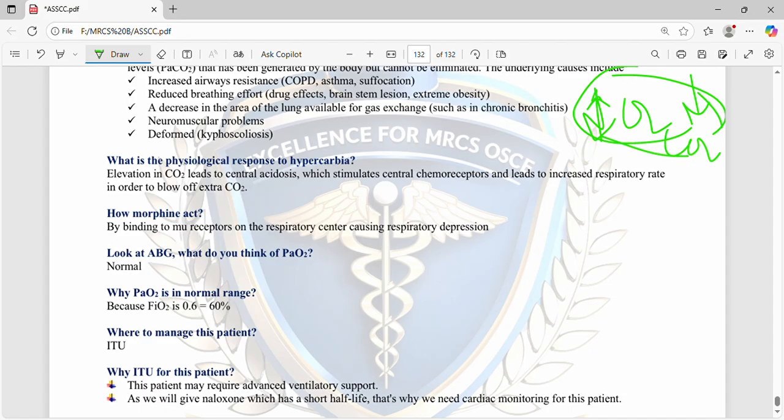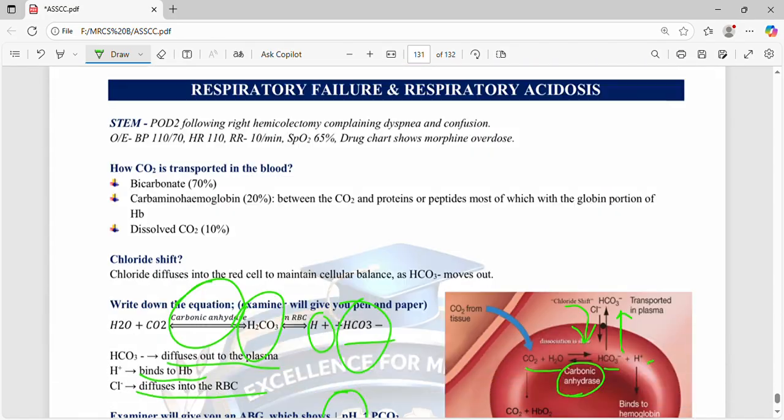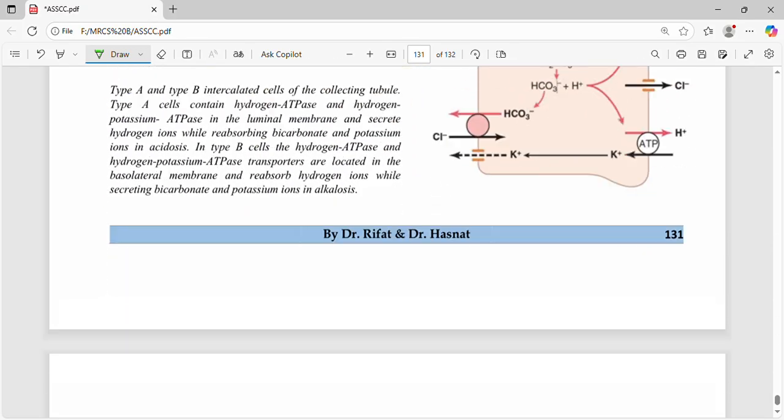ABG, what do you think of the partial pressure of O2? So the partial pressure of O2 is normal. Only we have CO2 buildup. So why is the partial pressure of O2 in normal range? Because FiO2 is 0.6, which is equal to 60%. But here we have the saturation about 65%.